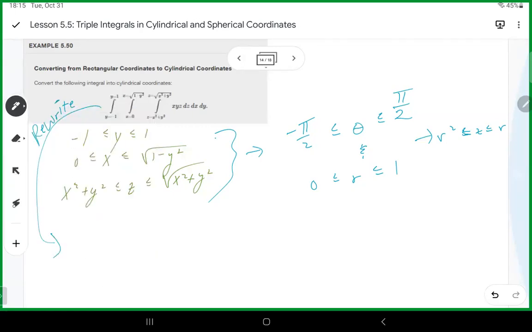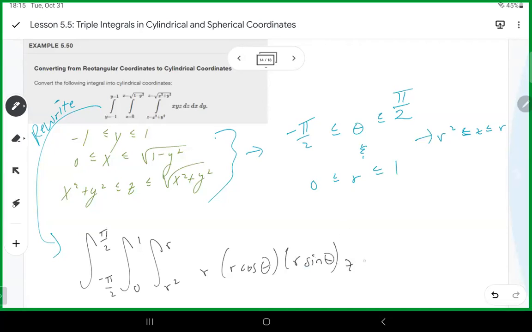So the conversion will be negative pi over 2 to pi over 2, 0 to 1, and r squared to r, r cosine theta, r sine theta, z, dz, dr, d theta. And that's the end of that. Okay. So this is the conversion they wanted.